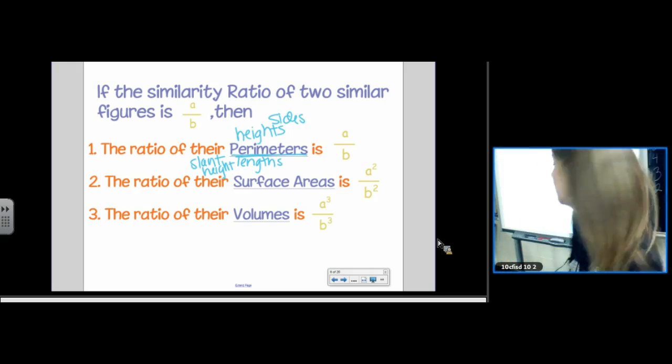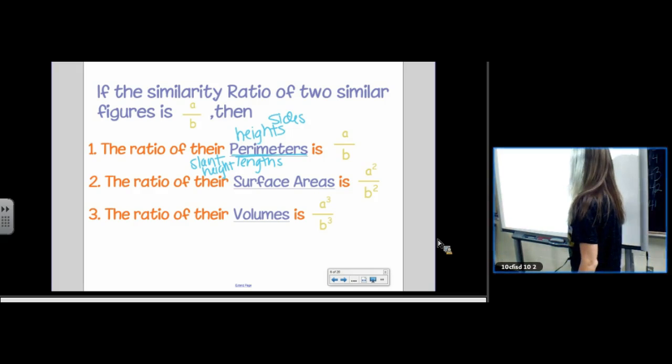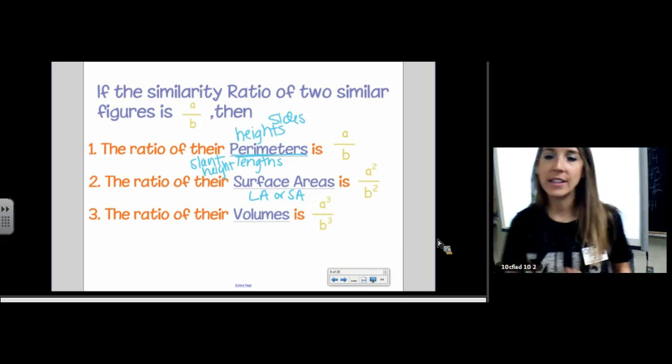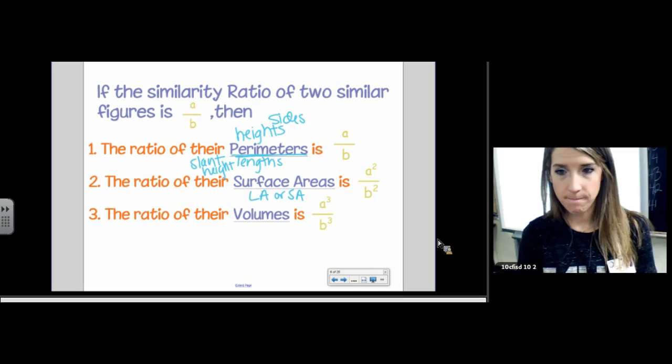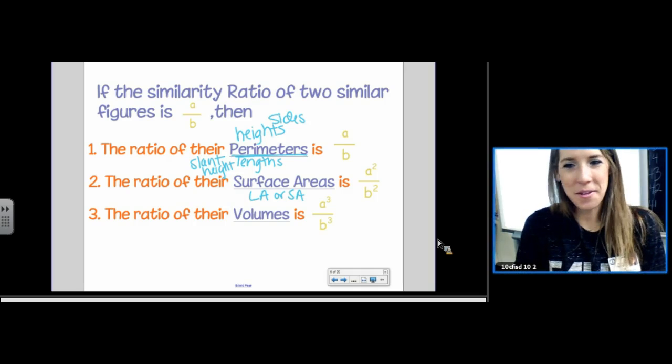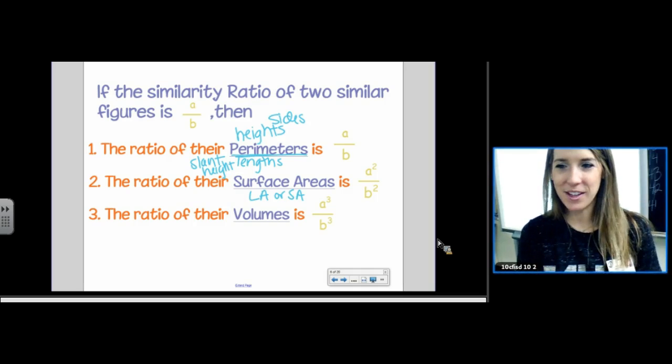Surface area, I don't care if it's total or lateral. Either one belongs in this category. If it's an area of any kind, its ratio is A squared to B squared. In volume, there's no other way to put volume. Volume is volume, A cubed to B cubed. Let's try it.